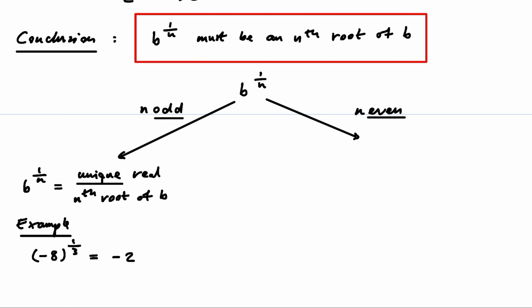Well, this is actually very different. So there are two issues in this case, depending on if b is positive or negative. So if b is positive, the issue is there are two nth roots, a positive and a negative. Okay, so in this case, we make a convention. We decide that b to the 1 over n, I'm going to choose the positive of the two.